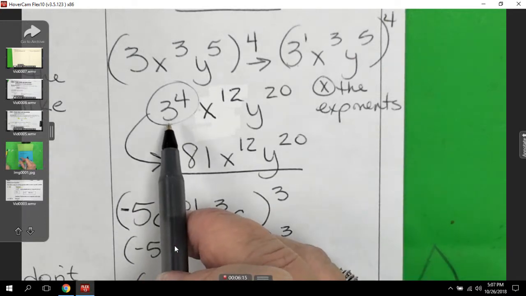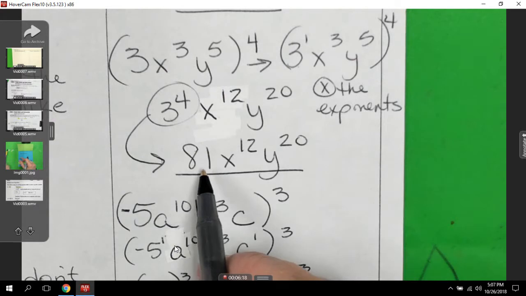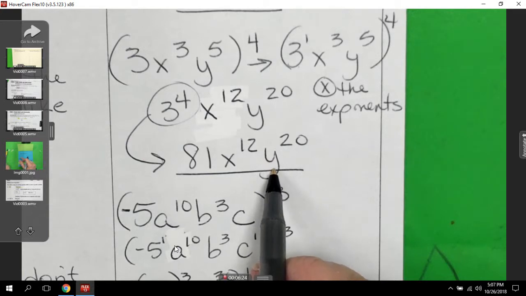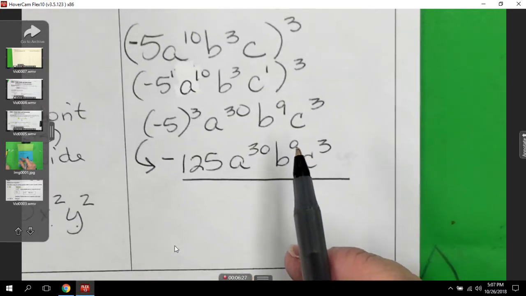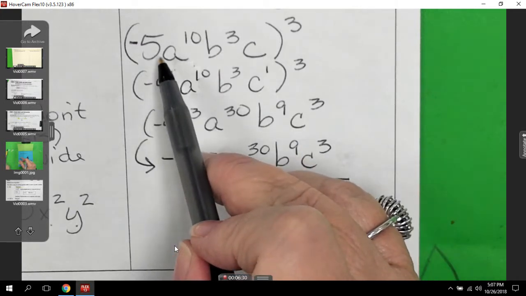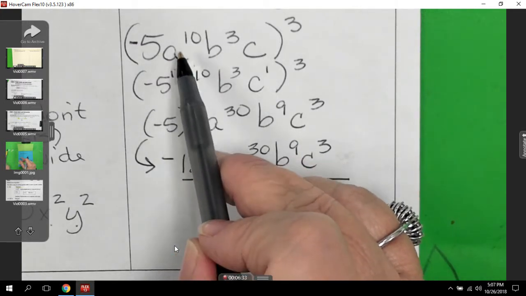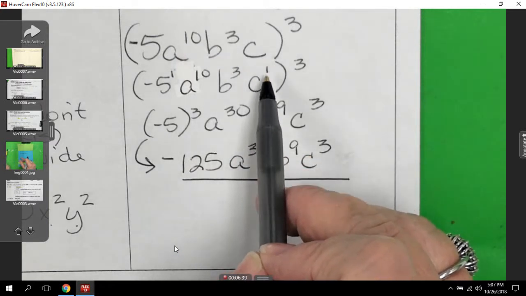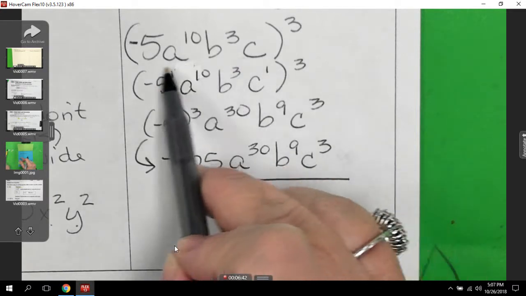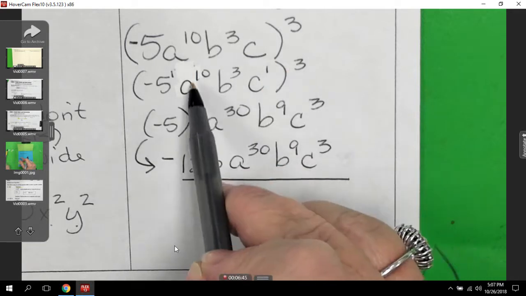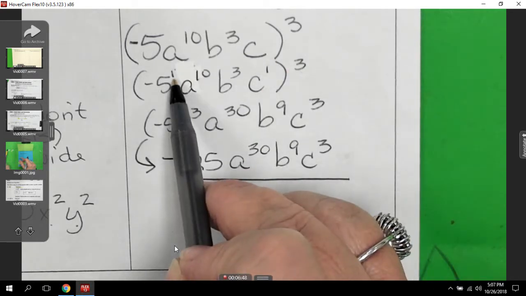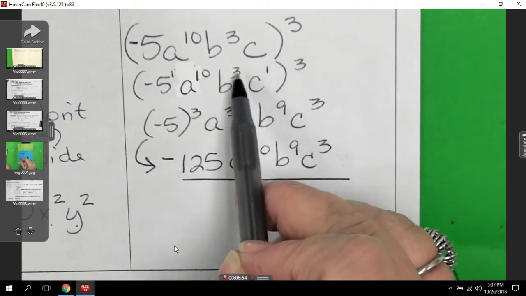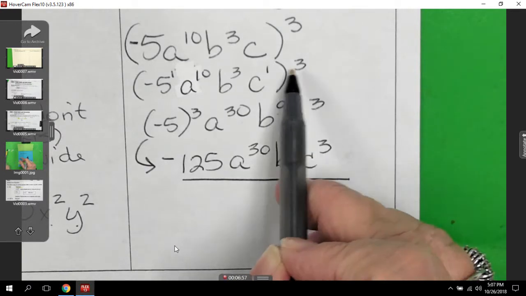We're going to calculate 3 to the fourth power, and that is 81. X to the 12th, y to the 20th. And we're done. If we have a negative number, we have negative 5. That's going to be negative 5 to the first, a to the 10th, b to the third, and this c did not have an exponent, but it's understood to be 1. So we've recognized everybody's exponent. Now to multiply. 3 times 1 is 3. 3 times 10 is 30. 3 times 3 is 9. And 3 times 1 is 3.